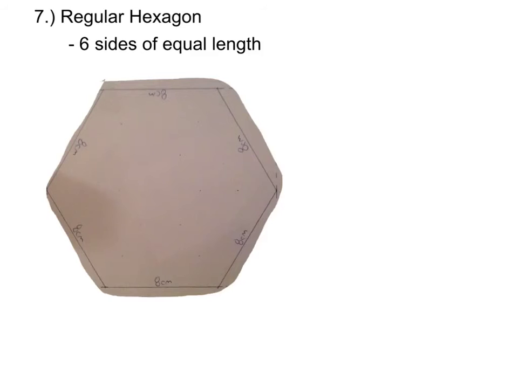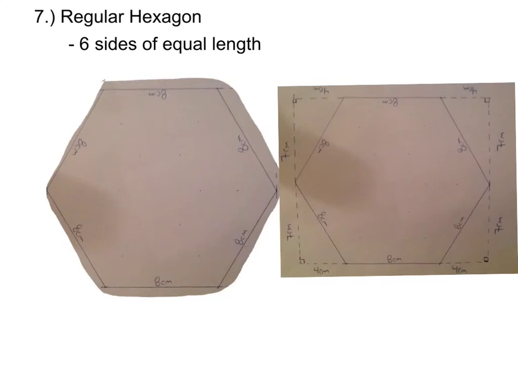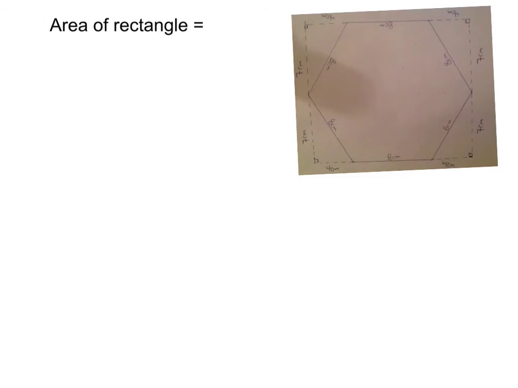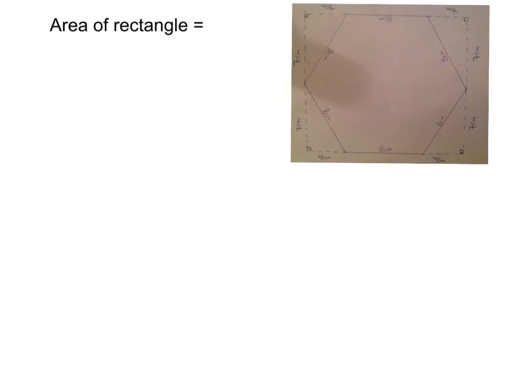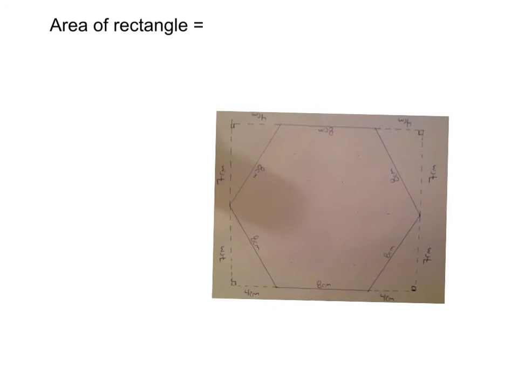We're going to compose that regular hexagon into one rectangle. We know how to calculate the area of a rectangle. That's just base times height. In this case, our base is going to be 4 centimeters plus 8 centimeters plus 4 centimeters. Our height in this case is going to be 7 centimeters plus 7 centimeters.